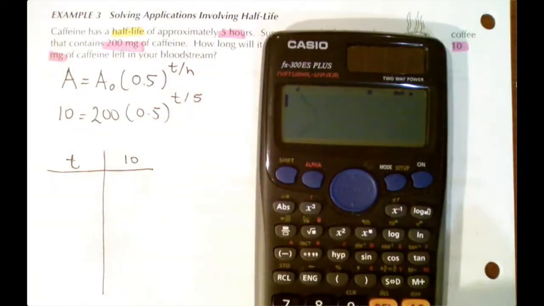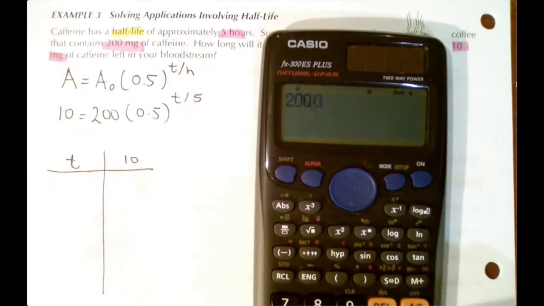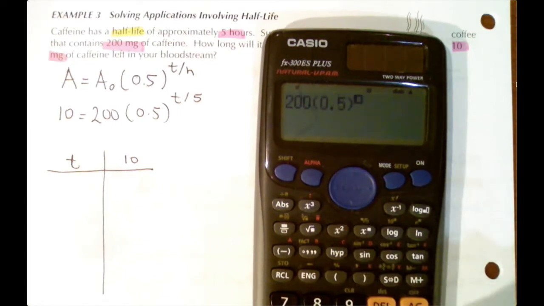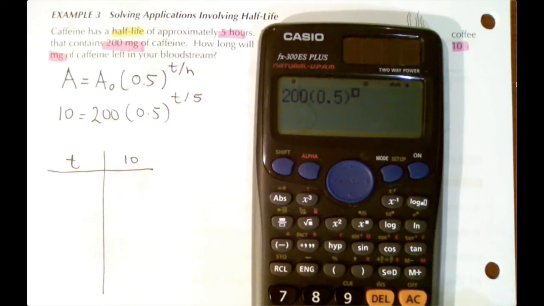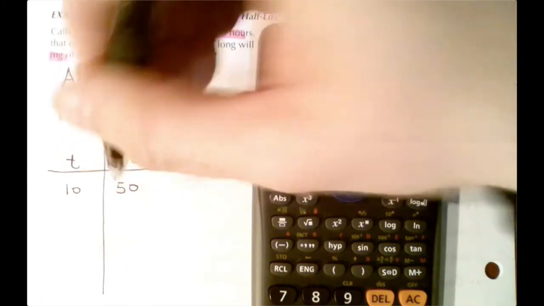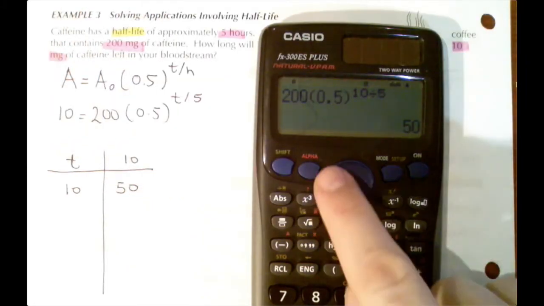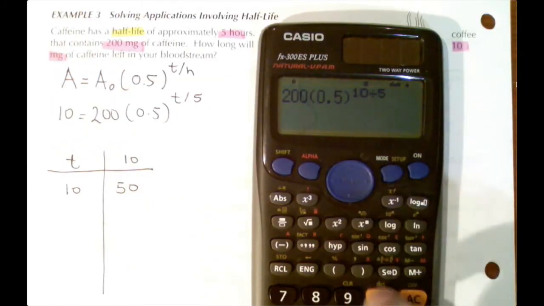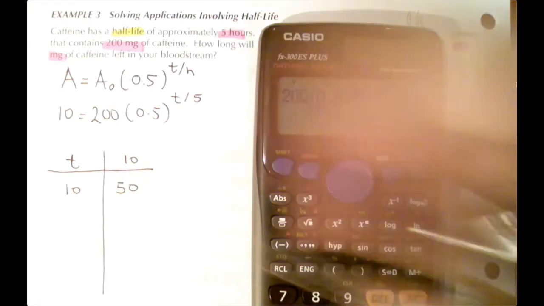So we've got 200 times 0.5 to the exponent something divided by 5. So let's try 10. 10 divided by 5. We get 50. So we try 10, and we got 50. We want to go down to 10, so we need a bigger number. Let's try 20. 20 gives us 12.5. Closer.